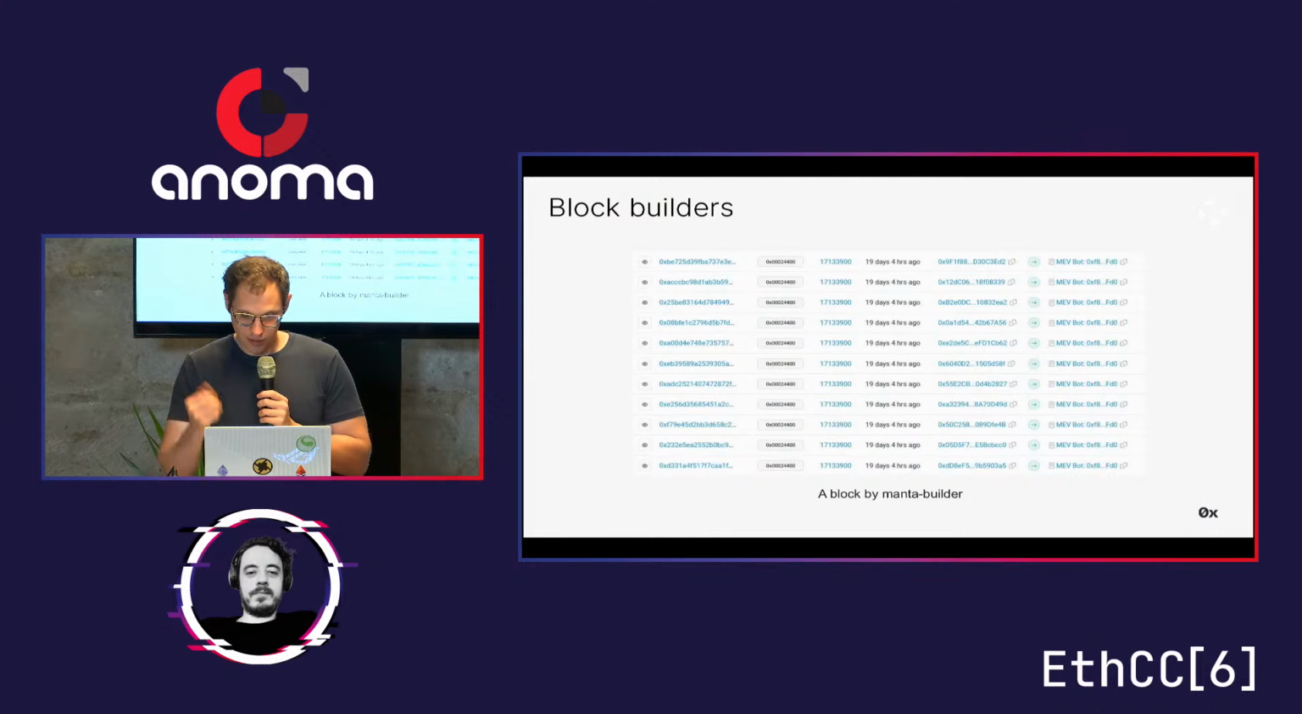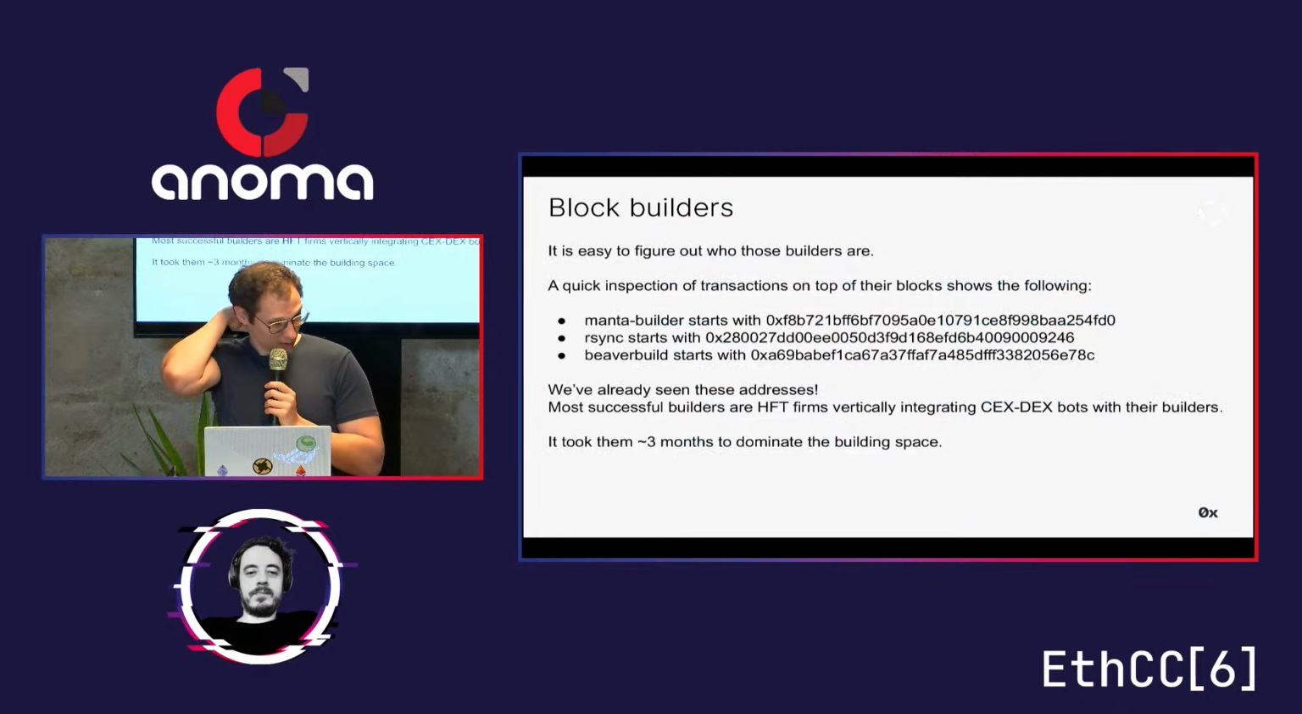And this is how a block by such a builder looks. It starts with 10, 20, sometimes even up to 60 transactions that they put on the top of the block. They build the block, so they control what's in there, and they put their transactions first. And these are all arbitrages. They are just taking on the DEX and hedging what happened on a centralized exchange.